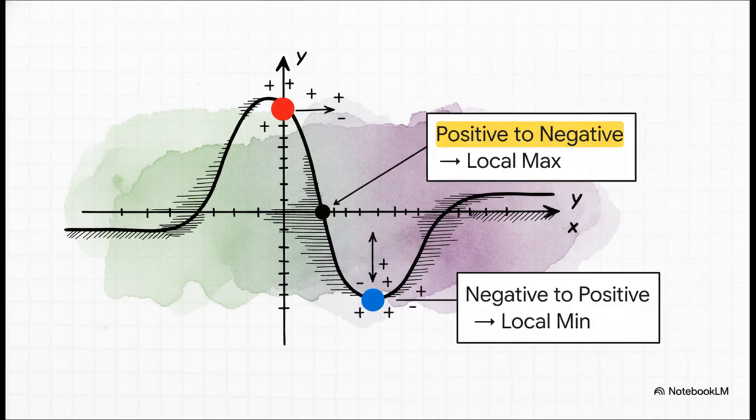And just like that, the case is solved. At x equals negative 1, the derivative changes from positive to negative. That means the function went from increasing to decreasing, which creates a local maximum, a peak. Then at x equals 1, the sign flipped from negative to positive. That's a switch from decreasing to increasing, giving us a local minimum, a valley. We've just mapped out the basic shape of this curve.